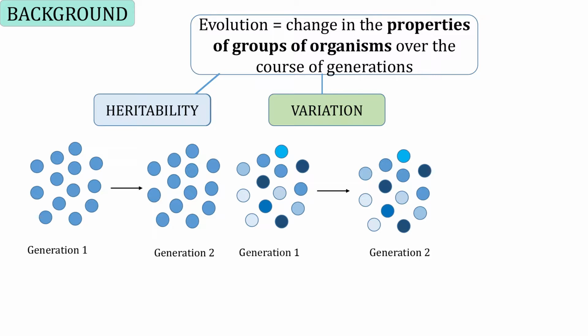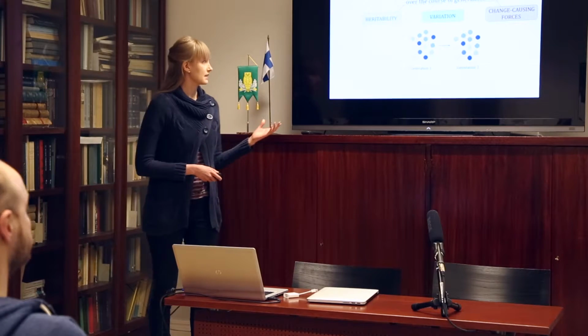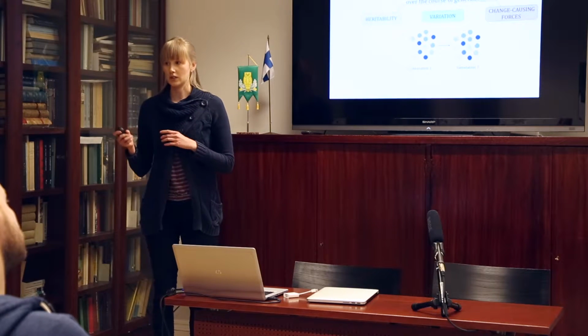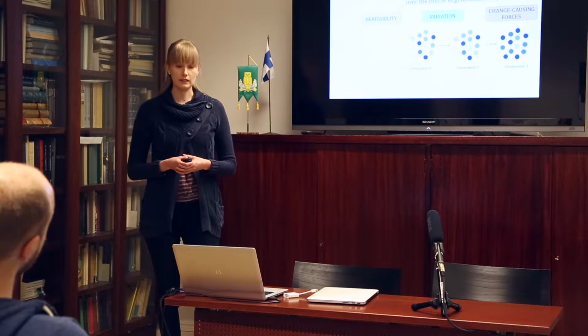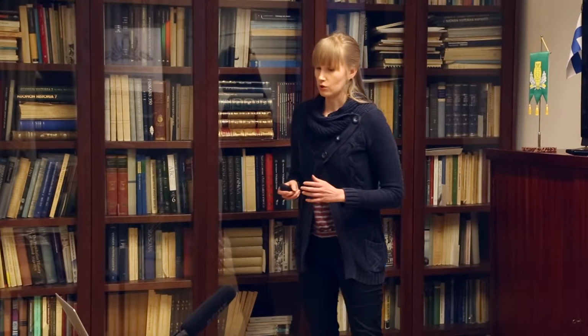But that's not all, because there also need to be change-causing forces. The variation which exists is not always transmitted to the following generation in a similar way, but there are forces which make it so that in the population some phenotypes or features, characteristics, are more frequent, like here the darker blue colors compared to the light blue ones. So they've increased in frequency in that population. So these are the main three focal parts of evolution.